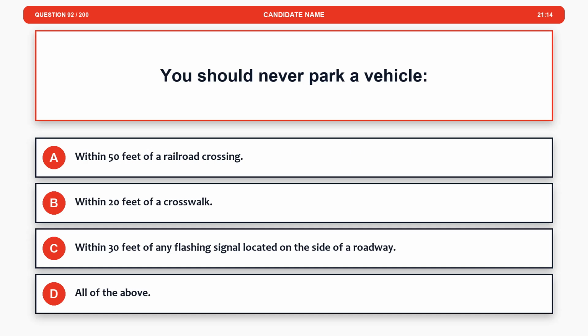Question 92. You should never park a vehicle. Option A, within 50 feet of a railroad crossing. Option B, within 20 feet of a crosswalk. Option C, within 30 feet of any flashing signal located on the side of a roadway. Option D, all of the above.